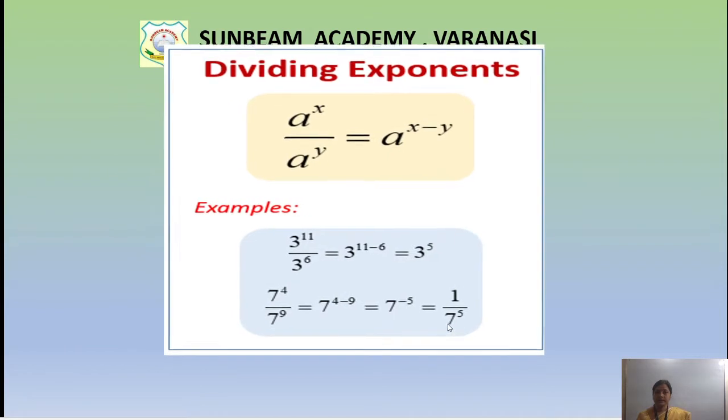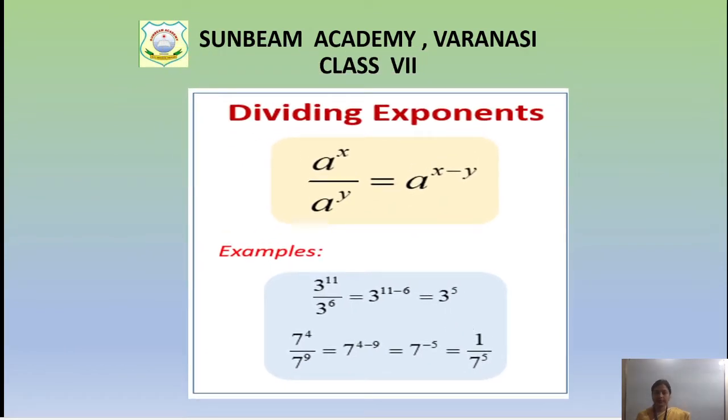Now the next one is when we divide the same integer or rational number having power. If you divide with the same base, see, the base is a, and in the denominator also the base is a. The bases are equal and you are dividing, children. So the power will be subtracted: a to the power x minus y. For example, 3 to the power 11 divided by 3 to the power 6. So it will be 3 to the power 11 minus 6. The power will be subtracted, children, and the answer will be 3 to the power 5.